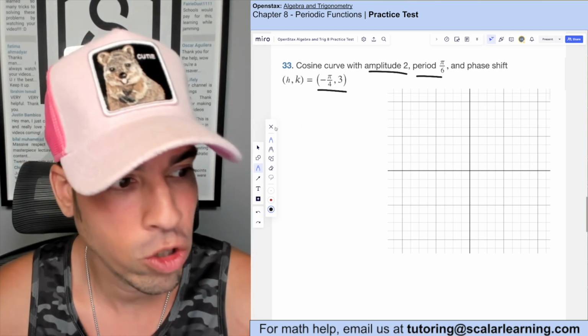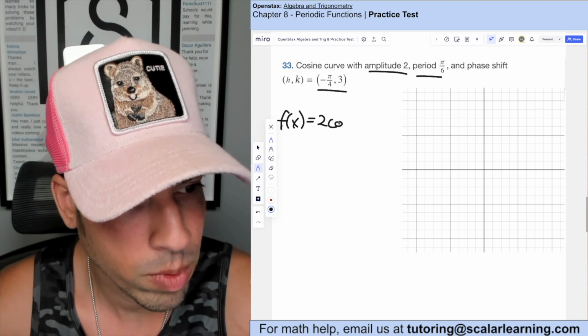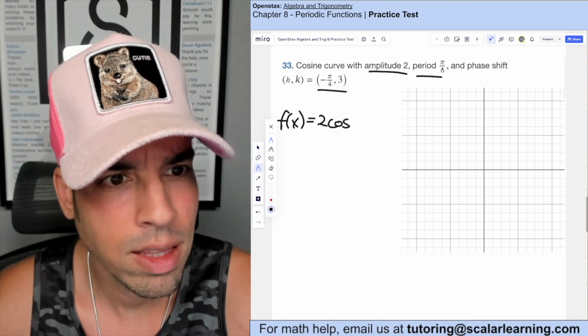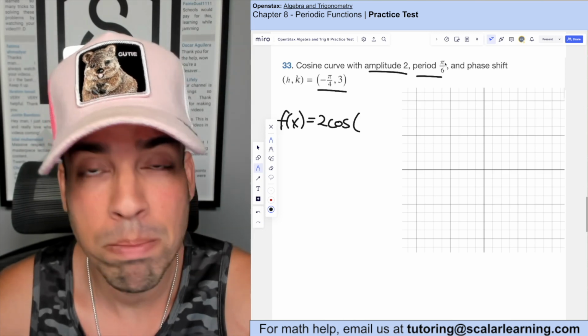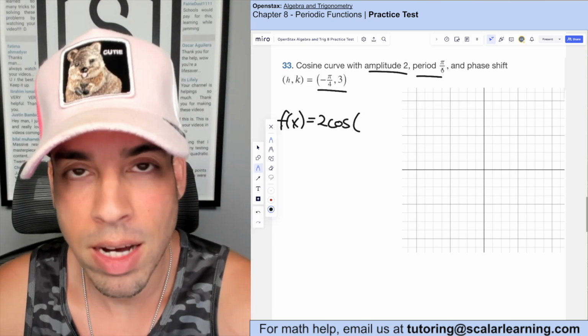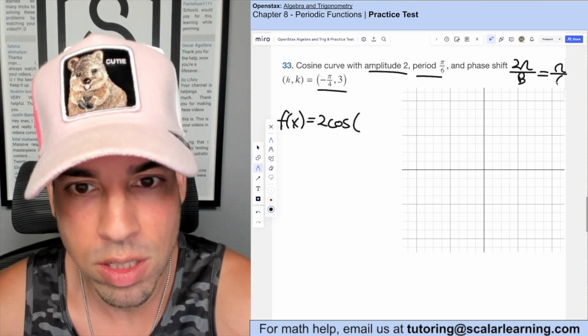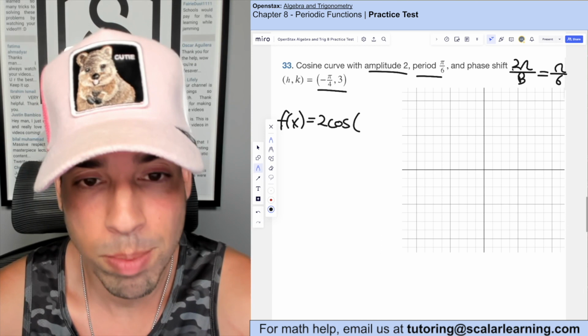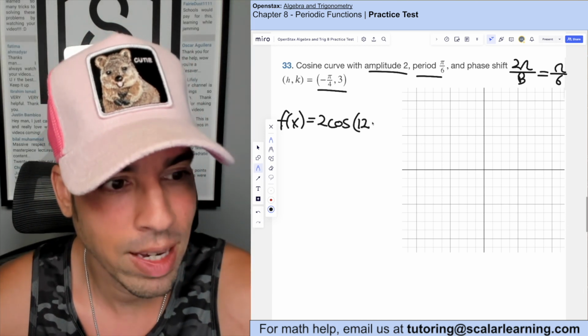So let's write out the function first. Since we have an amplitude of 2, let's start with that in the front. Then we have cosine, and the period normally is 2 pi, but we're getting pi over 6. So what do we divide 2 pi by to get pi over 6? Well, it's going to be 12, because 2 pi over 12 is pi over 6. So we know we have a coefficient of 12 like this.